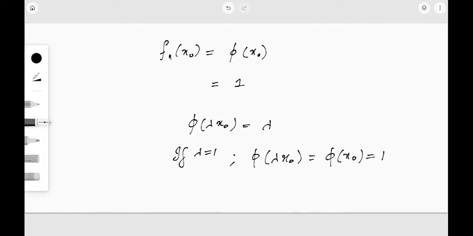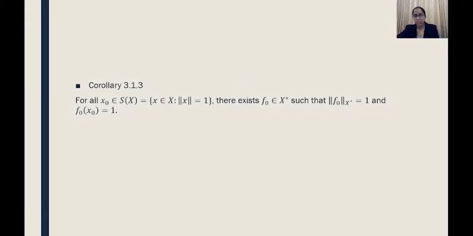So f dot of x dot, f dot whenever acting on elements of E dot, is nothing but phi, and phi acting on x dot is equal to 1 by the definition. So f dot of x dot is equal to 1. So this is the proof of the corollary that we have just now stated, that is, for any element in the unit sphere we can always find a linear functional such that its norm is 1 and f dot of x dot is equal to 1.